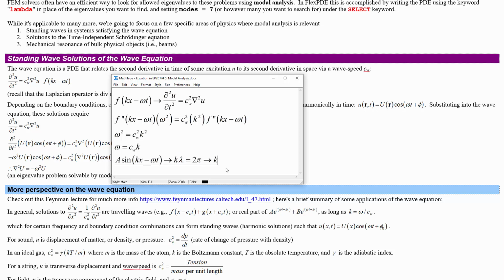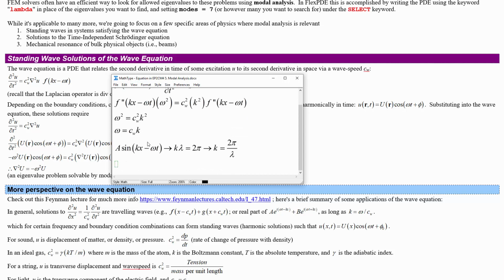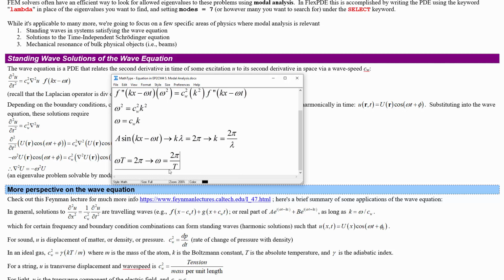So that specifies that k is equal to 2 pi over lambda. On the other hand, we could do the same thing with omega and t: how much time has to pass before this should repeat? That's the period. Just like lambda is how much space has to pass before the wave repeats, here how much time has to pass is the period of the wave. So omega times the period also has to equal 2 pi, and that means omega has to equal 2 pi over the period, T.